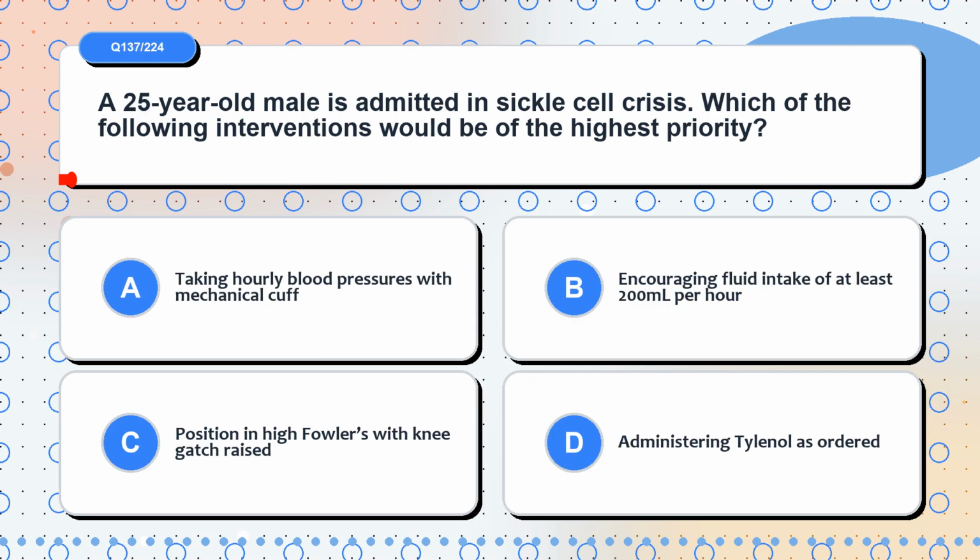Question 137. A 25-year-old male is admitted in sickle cell crisis. Which of the following interventions would be of the highest priority? Here are the options. Option A. Taking hourly blood pressures with mechanical cuff. Option B. Encouraging fluid intake of at least 200 ml per hour. Option C. Position in high Fowlers with knee gatch raised. Option D. Administering Tylenol as ordered.